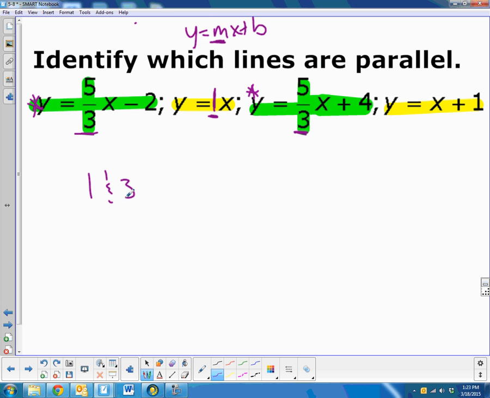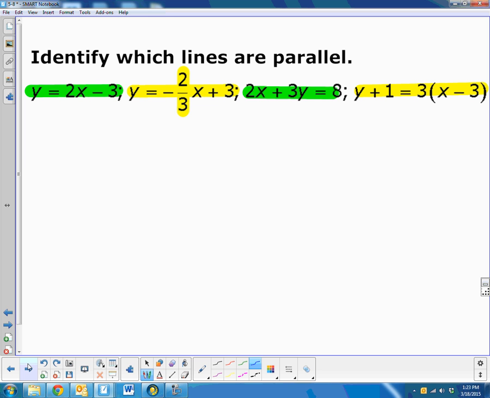Let's go over here then. This one also has a slope of 1. Hey, there's another slope of 1. And so 2 and 4 are also parallel lines. So that's how that's done. That's how we do that.